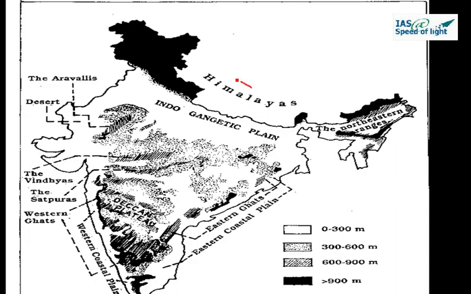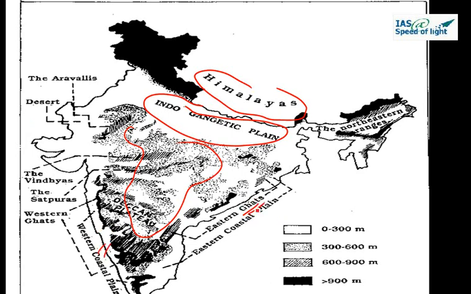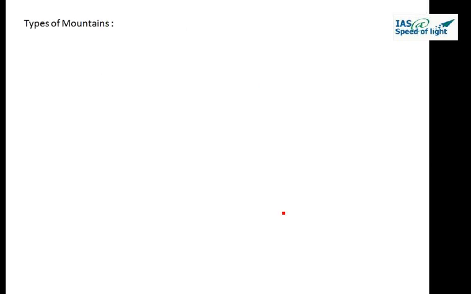We have the Himalayas, the northern mountains, then we have the Indo-Gangetic Plain, then we have part of the Peninsula Plateau, then we have the coastal plains, the Western Ghats and the Eastern Ghats, or the western coastal plains and the eastern coastal plains. Now before moving to the Himalayas, let us see the different types of mountains we have. We will not go technically in much depth, because it is not required for the general studies part.